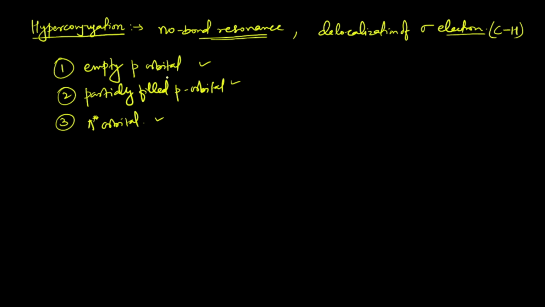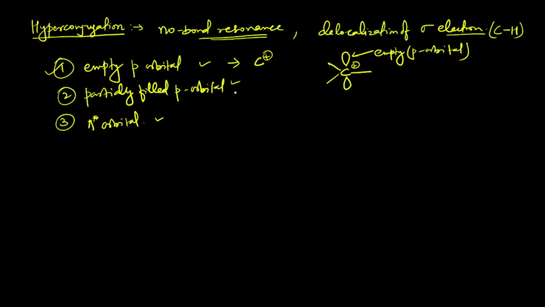So if empty p orbital, we are talking about carbocation, because suppose this is a carbocation, this will be the shape for carbocation, and for carbocation this orbital will be empty, and this is the p orbital. So we are talking about this for empty p orbital, and wherever the alpha carbon will be there, that hydrogen will be shifting over here, which we are going to discuss right now after this introduction part.